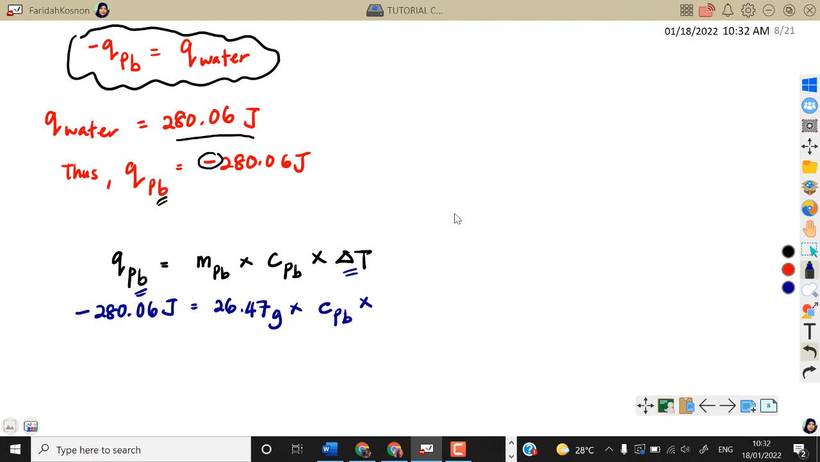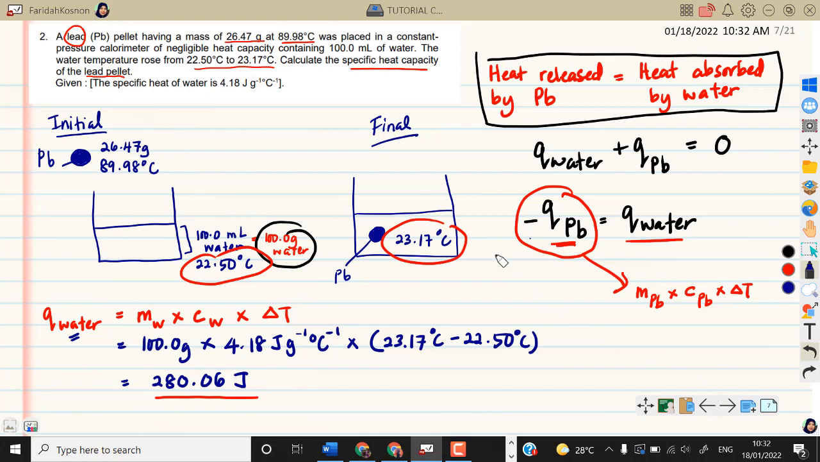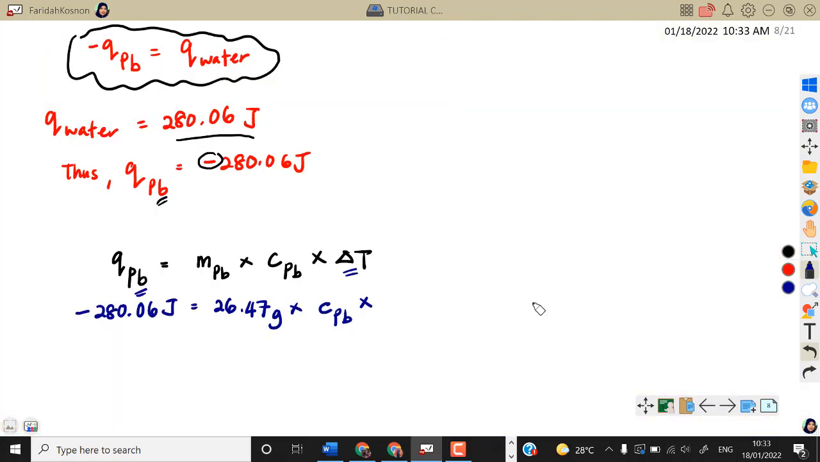So, initially, maksudnya sekarang kalau you tengok kat sini, final temperature. Saya tunjuk gambar rajah ni tadi. Final temperature, maksudnya yang dekat sini. Final temperature bagi lead ni adalah 23.17. But initially, dia punya suhu adalah 89.98 degree Celsius. Jadi macam mana kita nak cari delta T? So, here is 23.17 degree Celsius minus 89.98 degree Celsius. Okay, you selesaikan, you kira kat situ, you akan dapati therefore the specific heat capacity, tekan calculator.